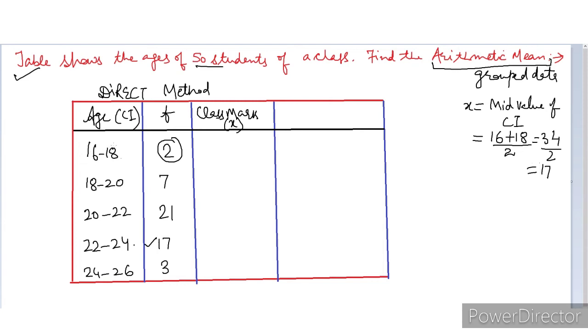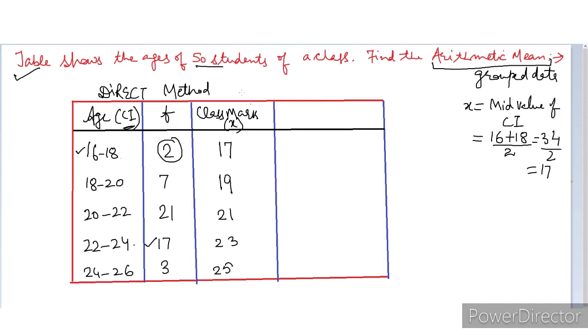This way we have to write the mid value of each class interval. See students, for writing x we need to see only the class interval here. So the mid value of the first is 17. In exactly the same way, the mid value of 18 to 20 will be 19. The mid value of 20 to 22, as you know, will be 21. I have given you the formula, mid value of class interval. It is also known as the class mark. Class mark is nothing but the mid value only. And from 22 to 24, it will be 23, and from 24 to 26, it will be 25. So we have written the class mark. x is also known as a variate here, right?